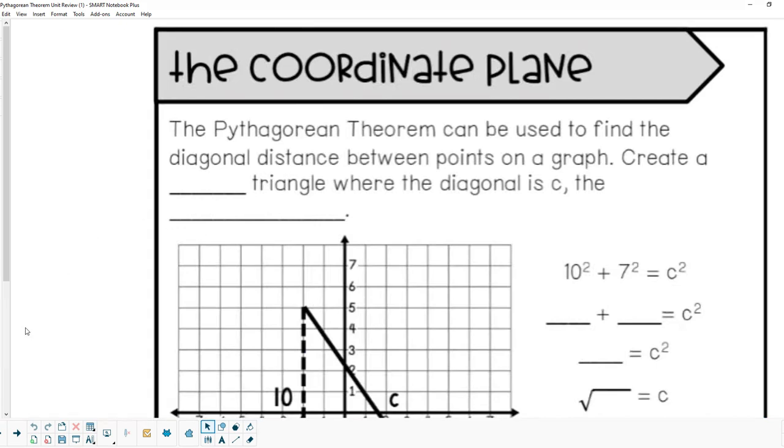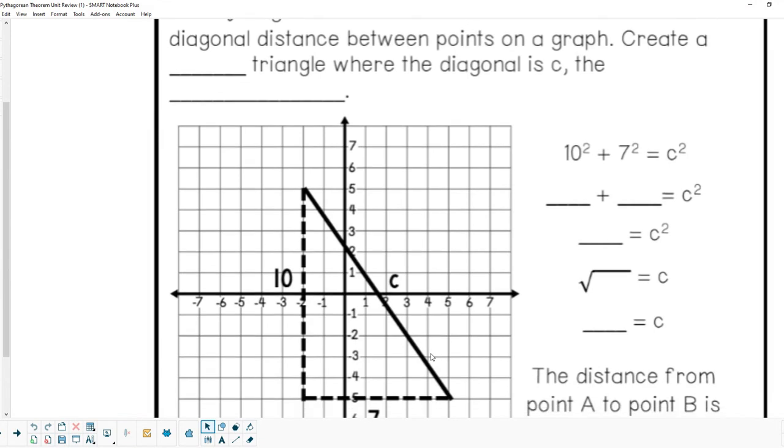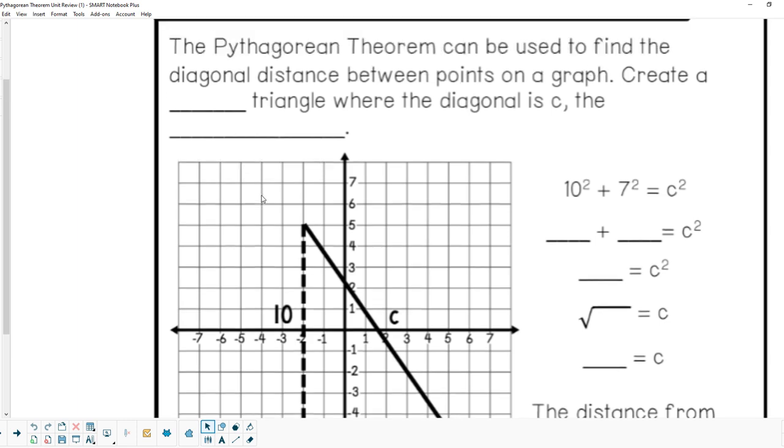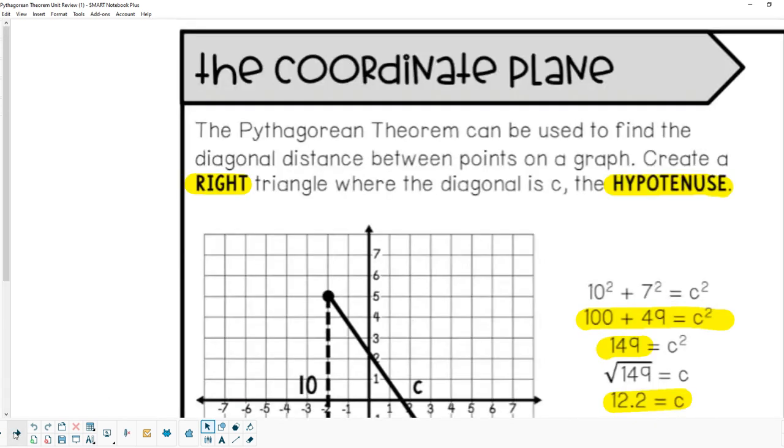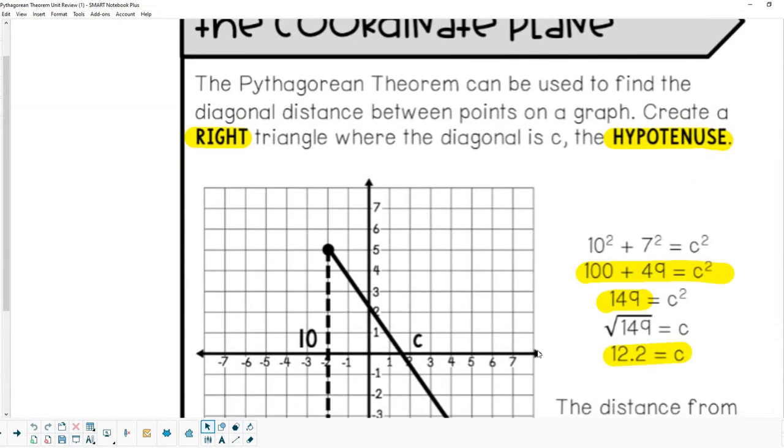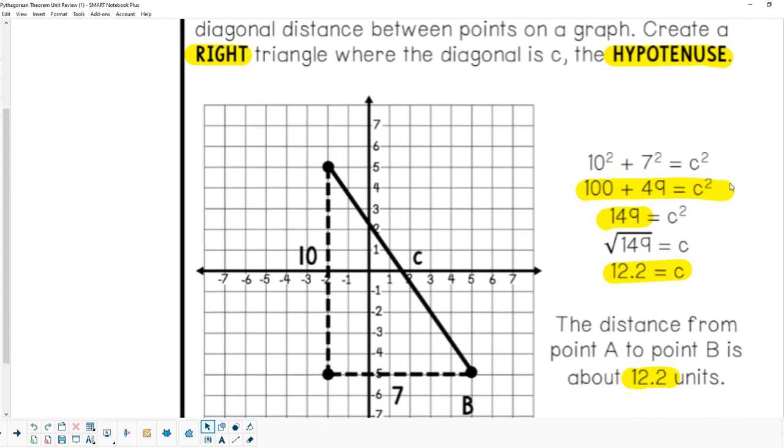Okay, then we went on to talk about how if we have a line on a coordinate plane like this, we can actually find the length of that line by creating a right triangle on the coordinate plane and using the lengths of those sides to apply the Pythagorean theorem. So the Pythagorean theorem can be used to find the diagonal distance between points on a graph. Create a right triangle where the diagonal is C for the hypotenuse. So that's what we just kind of explained.